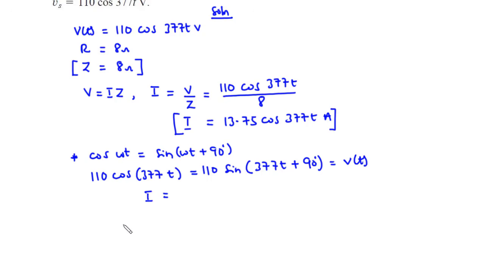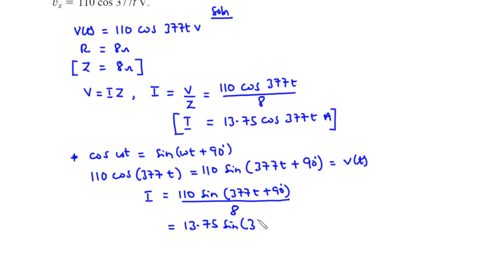And then we have I equals 110 sine 377t plus 90 divided by 8, and that is equal to 13.75 sine 377t plus 90 degrees.